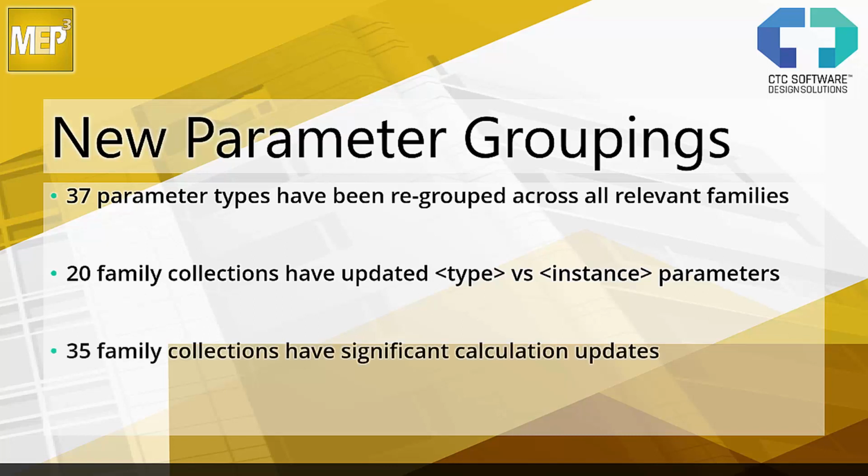And we've also updated 35 family collections to have very significant calculation updates so that you get better data as you're making connections to this content. It wasn't that it was inaccurate, it's just that it's been optimized for performance and also modernized for some of the more current calculation methodologies that are available out there.